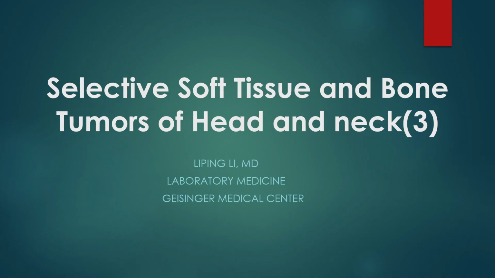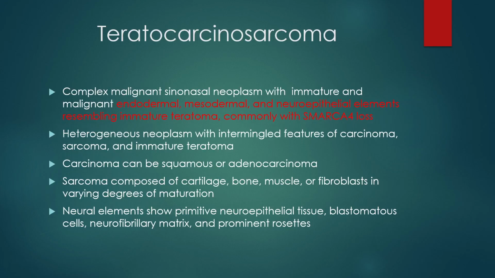Today, let's continue our topic in soft tissue and bone tumor of head and neck, part 3. The first entity we're going to talk about is teratocarcinosarcoma. From the name, you already know that this is a malignancy with immature and malignant endodermal, mesodermal, and neuroepithelial element resembling immature teratoma. And then one characteristic finding is SMARCA4 loss.